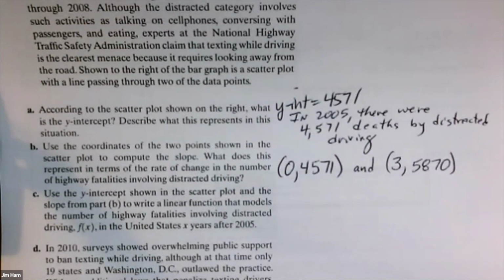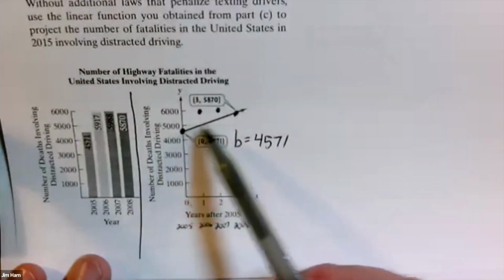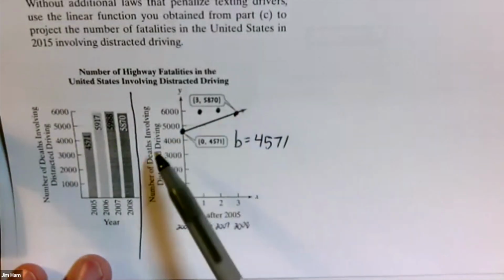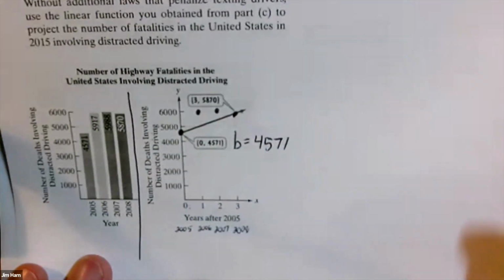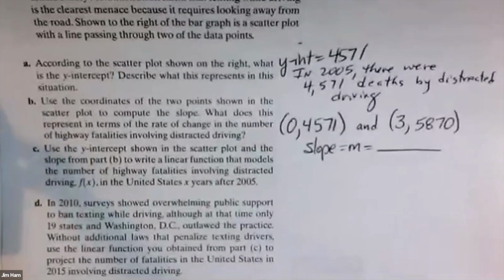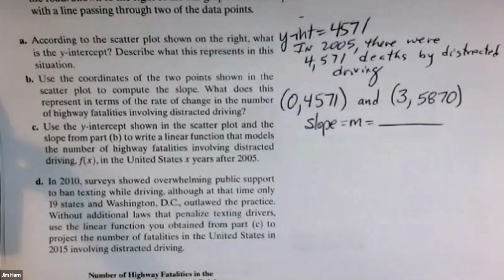In project 8 that's coming up, I ask you to interpret the Y-intercept and interpret the X-intercept. So you're going to be doing this for a different application. Here are the points. You can see that the line is increasing. That should tell you something about the slope. But what we're after here is the specific value of the slope.